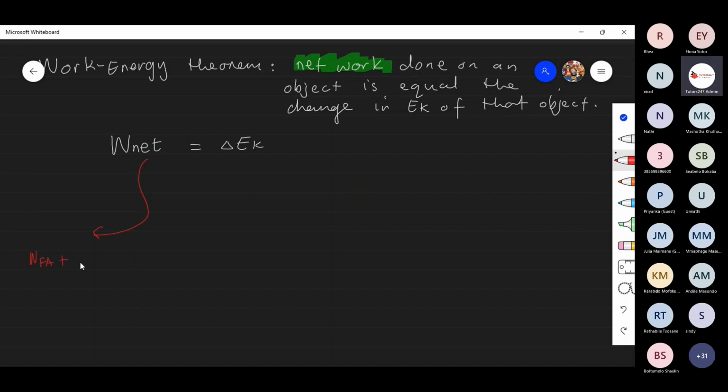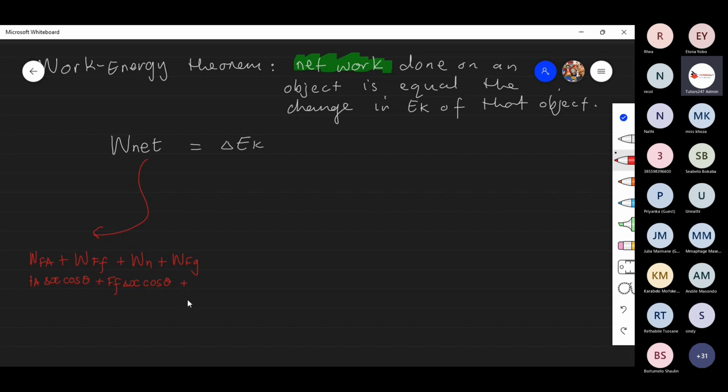by the applied force plus the work done by our frictional force plus the work done by normal force and the work done by gravitational force. Now we can then break those up into their own formulas. So we know that when we are calculating for the work done by applied force, that is just going to be our applied force times our displacement times cos of theta. Work done by frictional force is just going to be frictional force times displacement times cos of theta.